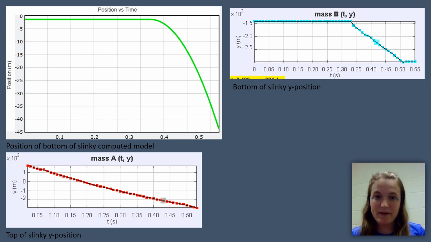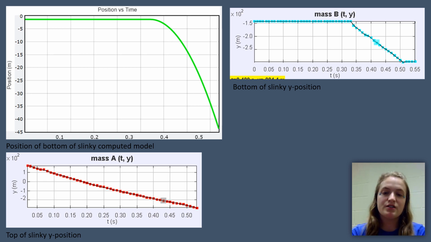So these are the graphs that came from GlowScript and from Tracker. The one in the top left is from GlowScript, and as you can see, it displays characteristics of drag, and also shows how the bottom of the slinky doesn't start moving until it gets hit by the top of the slinky. The bottom left shows the top of the slinky, which just moves linearly down, while the top right shows that the bottom part stays still and then moves linearly down with the top part of the slinky.